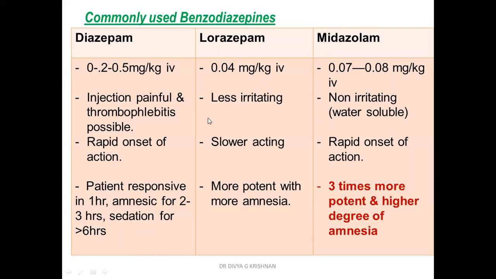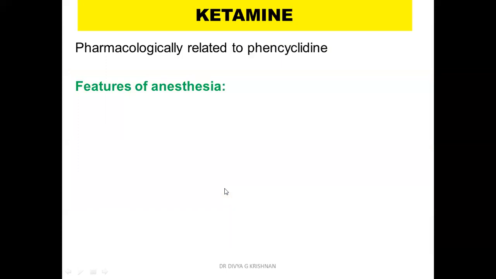So if you look at all the properties together, you can see that midazolam can be preferred compared to diazepam and lorazepam as an anesthetic because it is non-irritating, it is having a rapid onset of action, it has got a higher potency, and it produces a higher degree of amnesia as compared to diazepam and lorazepam. Next, we go on to ketamine. Again, this is also a very often asked question in your exams.